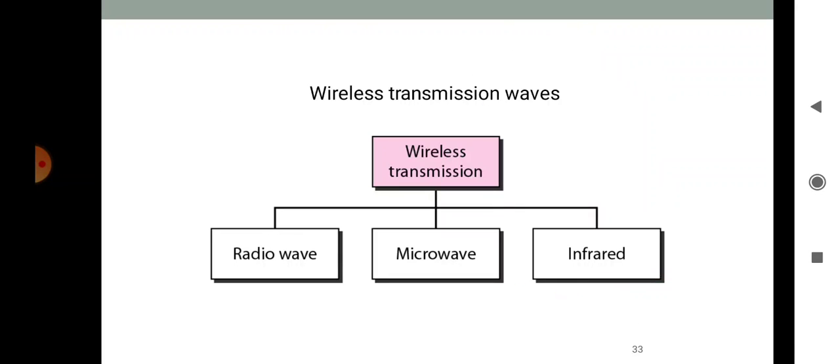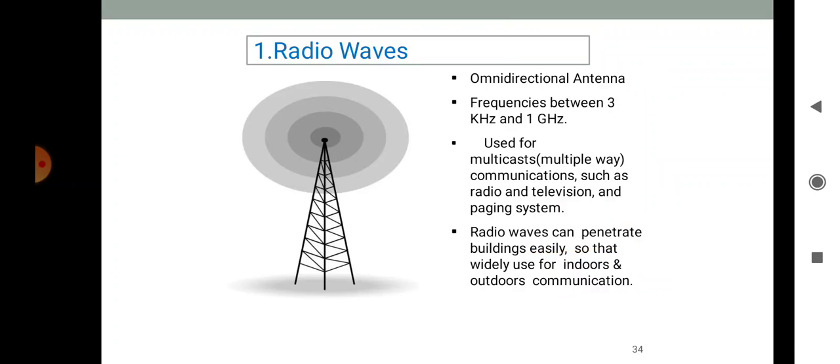Then wireless transmission waves. Wireless transmission can be divided into three broad groups. First is radio waves, second is microwaves, and third is infrared waves. Then we will see one by one. First is radio waves.